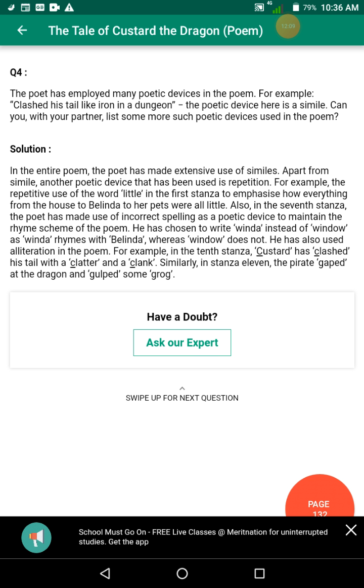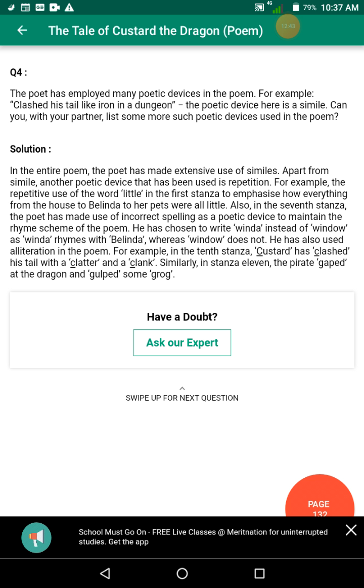Clashed his tail like iron in the dungeon. In the entire poem, the poet has made extensive use of similes. What is the poetic device used abundantly? Yes, simile. Apart from simile, another poetic device that has been used is repetition. Most of the places when simile is used, repetition also follows.